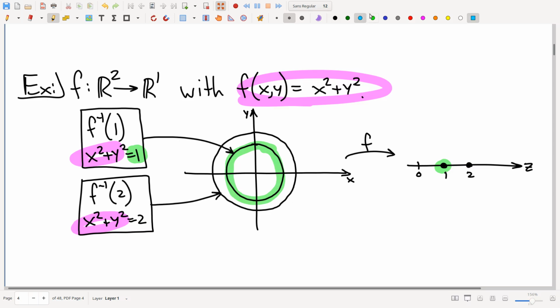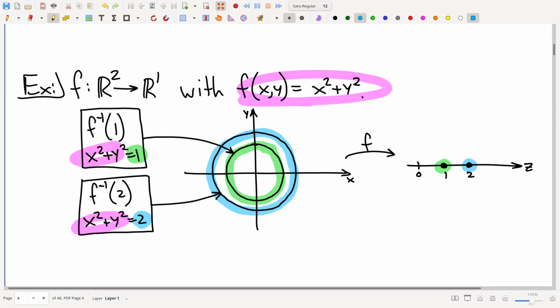I could set it equal to 2. X squared plus y squared equals 2. Well, that's another circle, still centered at the origin, a little bit bigger radius. That's something that looks like this. Okay. So these are what we call level sets. These are sets of points in the domain, all the points on any of which land on exactly the same specified output.